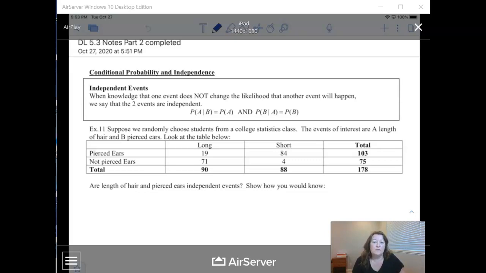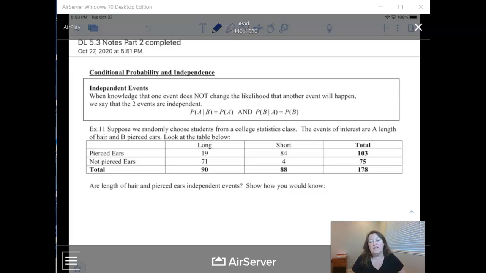And then the reverse of that, the probability of B given A is equal to the probability of B. So same deal there, the probability of B should be the same regardless of what it is given that goes with it. So here's a couple examples.